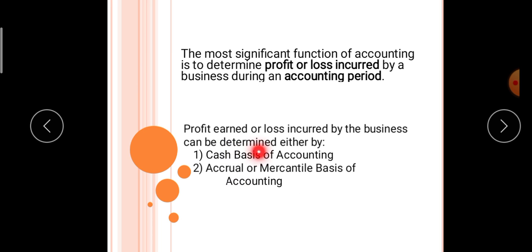Now from the name itself, in cash basis of accounting, only cash transactions are recorded. Credit transactions are not recorded, and adjustments relating to outstanding expense or prepaid expense are not done. But in accrual or mercantile basis, we record the transaction as and when it takes place and not when the settlement takes place. We have already discussed that in the accrual principle. Now here we will discuss only cash basis of accounting.